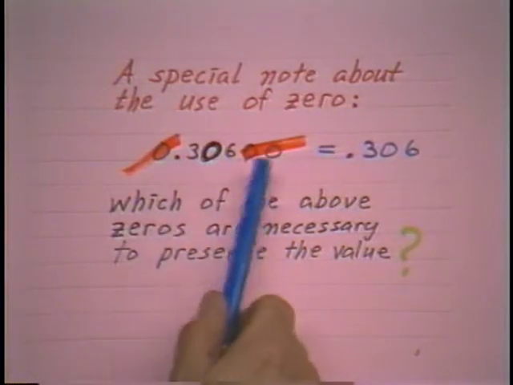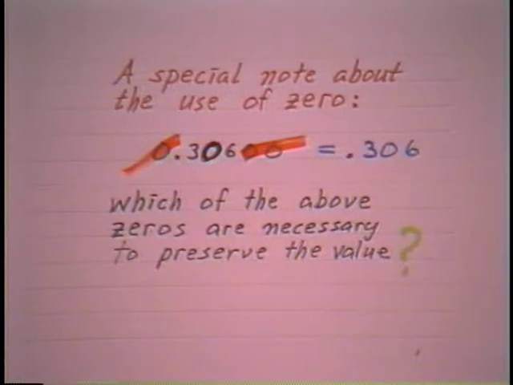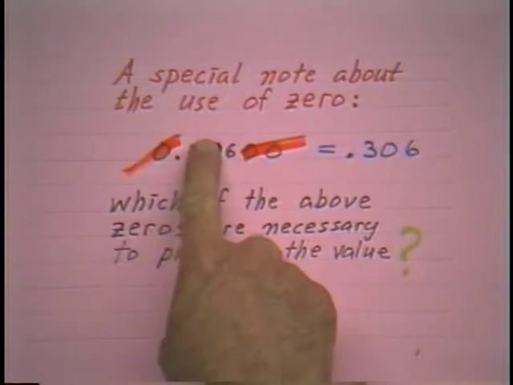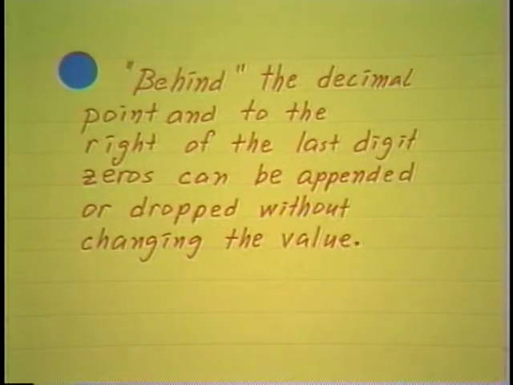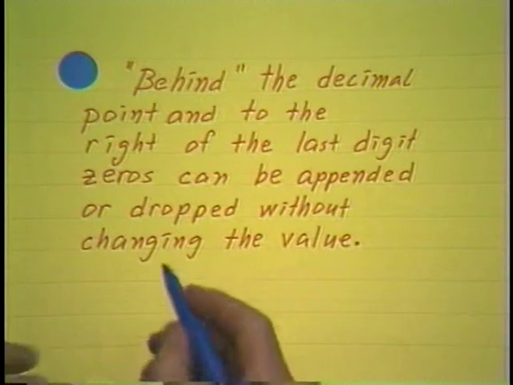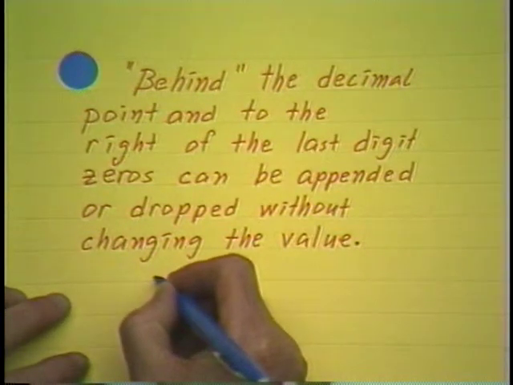Now let's incorporate that into a rule, because many beginners get confused on this point and will leave a zero out that's absolutely essential. Let's make this rather obvious but very important note. Behind the decimal point and to the right of the last digit, zeros can be appended or dropped without changing the value. Let's say we have a number like this.